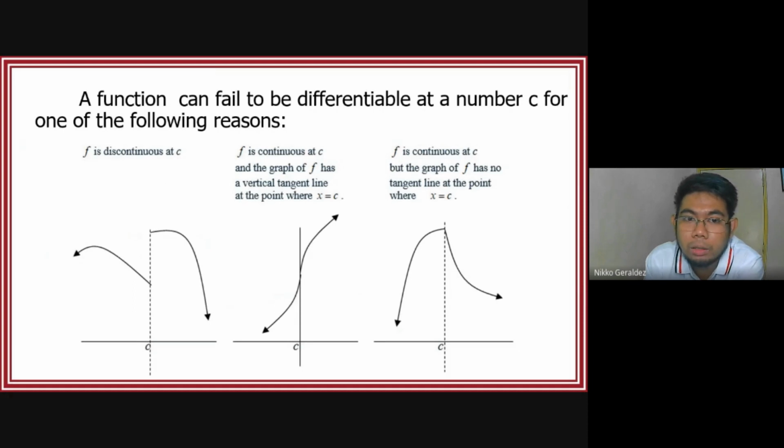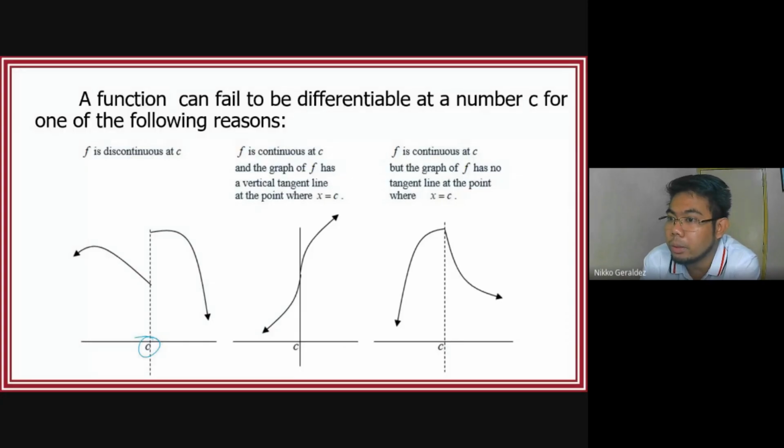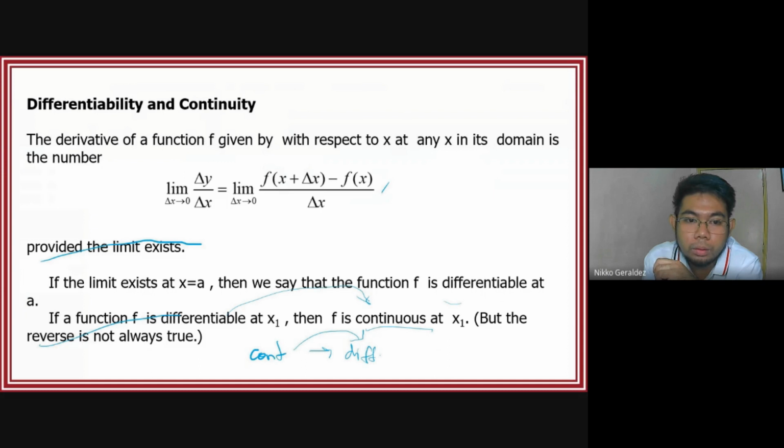So a function can fail to be differentiable at a number c for one of the following reasons. Case 1: f is discontinuous at c. This is a step discontinuity. If the function is discontinuous at that value of c, the function is not differentiable. As we said in the definition, a function is differentiable only if the function is continuous.